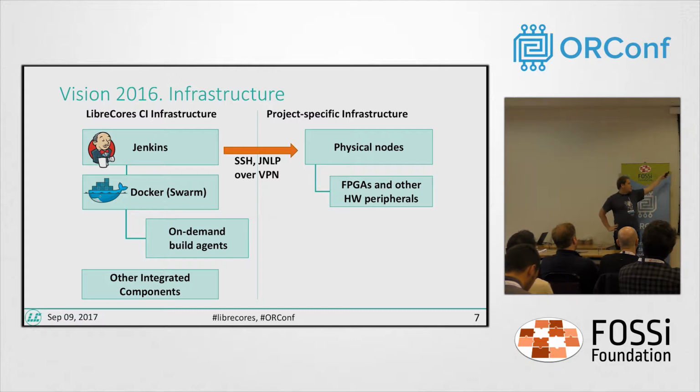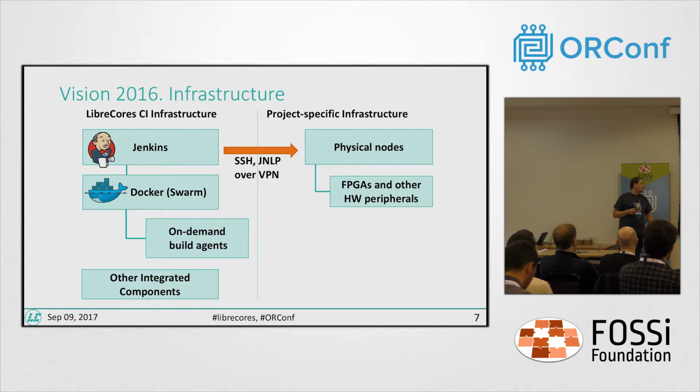So Jenkins is the main engine we use under the hood of LibreCores CI. Who does use Jenkins in this audience? Okay. Who has no idea what Jenkins is? Okay. So it's just a generic automation server. You can just consider it as a cron with a web interface, for example. It's a bit of an oversimplification, but yeah, it's a thing which can execute your task and return a result.